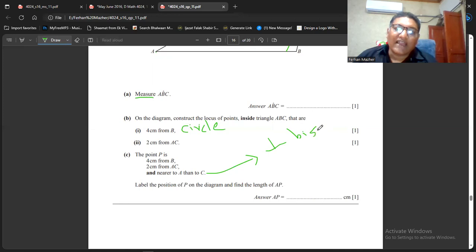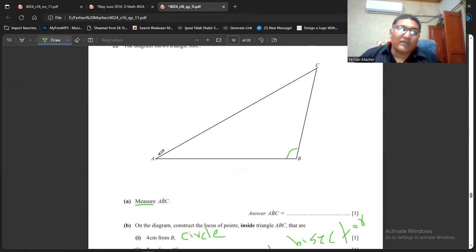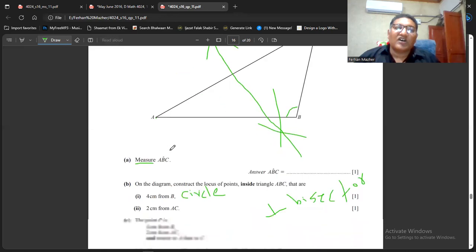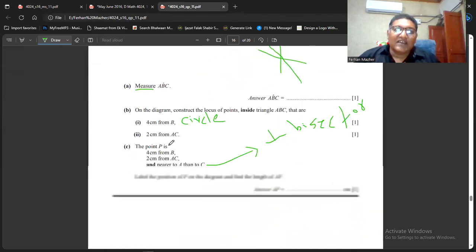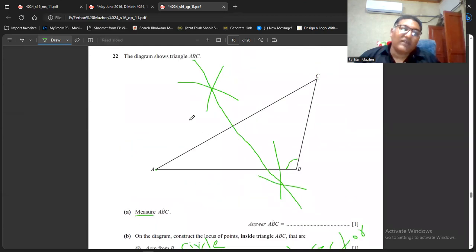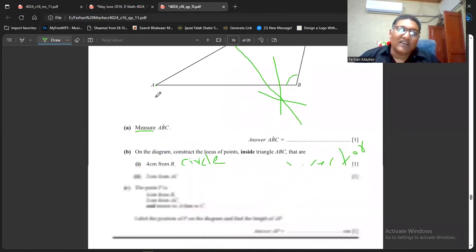Okay, so first of all, I have to draw this. How do you draw the perpendicular bisector? You put your compass needle here, open more than half of this line AC, draw an arc here and an arc here. Then you put your compass here, draw an arc here and an arc here, and you join these, and that will be the perpendicular bisector of the line AC. And you want it nearer to A, so you have to remain on this side, near A. If you are on this line, you are equidistant from A and C, so you have to remain on this side. Okay.